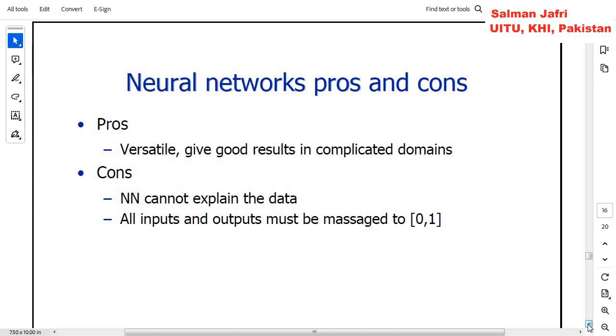So what are the pros and cons of neural networks? The pro is that they are versatile and give good results in complicated domains. Cons: neural networks cannot explain the data, they can just classify. And all inputs and outputs must be scaled to 0 and 1. That is the idea.